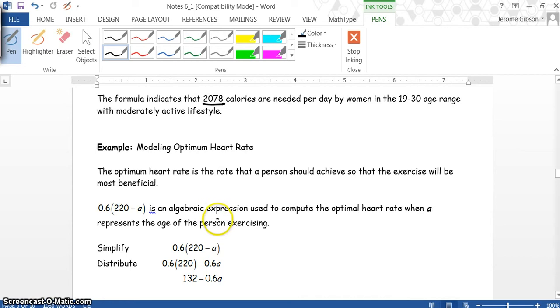Okay, class, picking up where we left off. We have this formula, 0.6 times the parenthesis 220 minus A, for the optimal heart rate. And we know A represents the age of the person exercising. We can simplify this formula by using the distributive property, taking 0.6 multiplied by 220 and 0.6 times the minus A. That will give us 132 minus 0.6A.